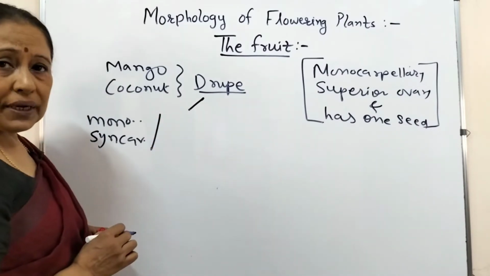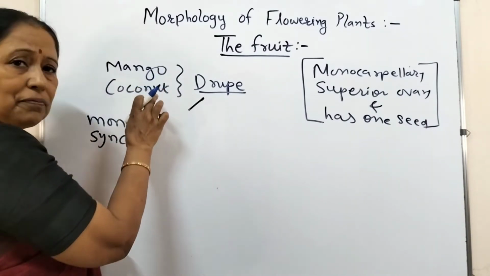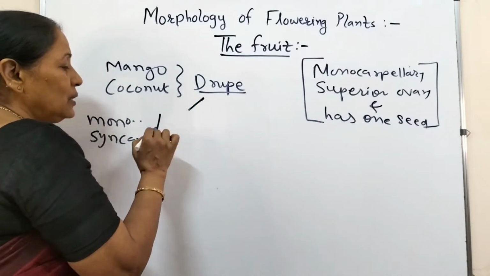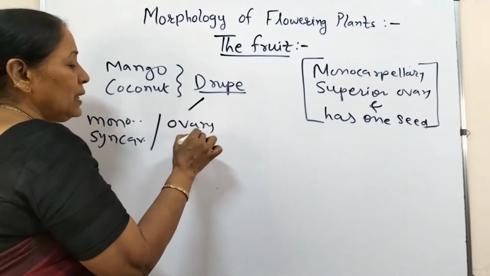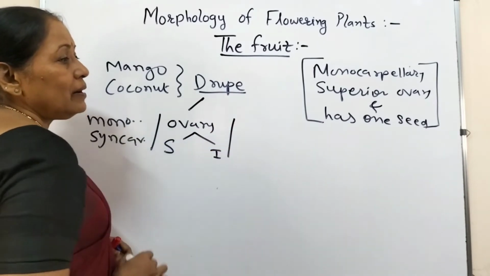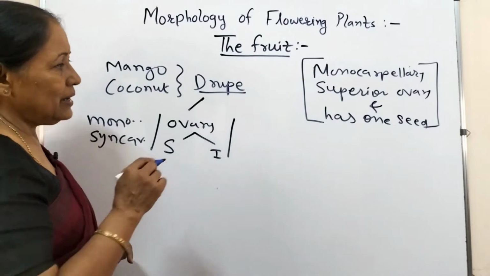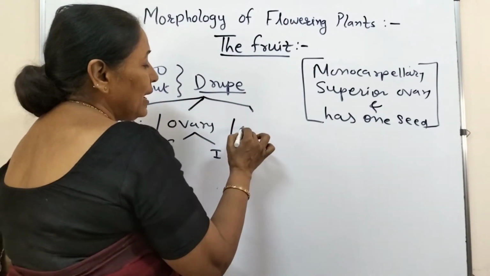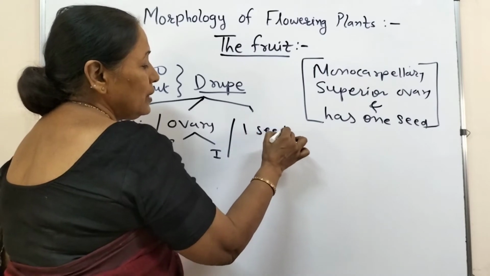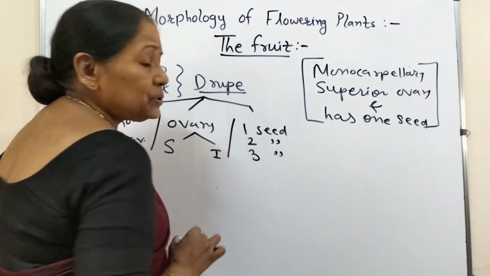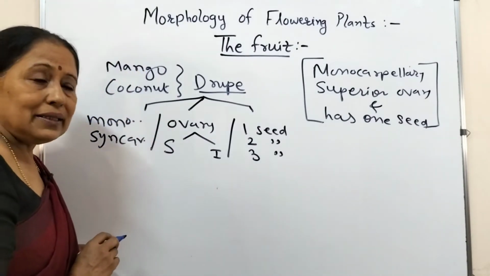Take the second one, superior ovary. In case of mango and coconut, it is superior, but in case of drupe, the ovary may be superior or it may be inferior. Now, one seed. In the case of drupes, it may have one seed or two seeds or three seeds. So, what is common in them?